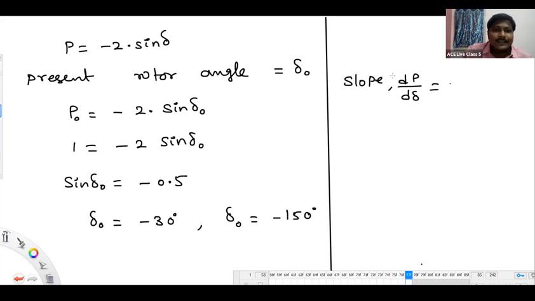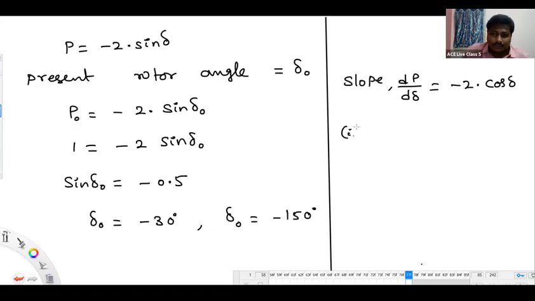And we can write it as P equals minus 2 sine delta, which we have to differentiate. So it will come to be minus 2 cos delta. Now, this value we have to calculate at minus 30 degrees as well as at minus 150 degrees.